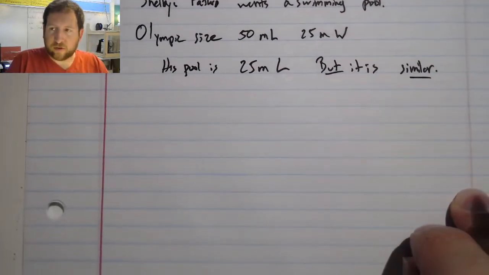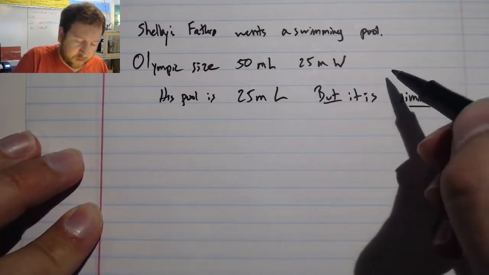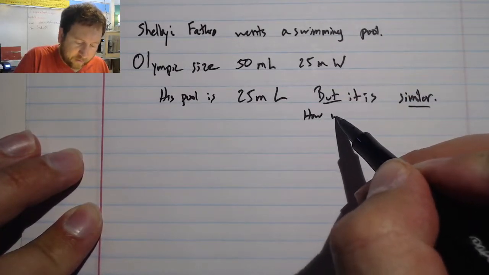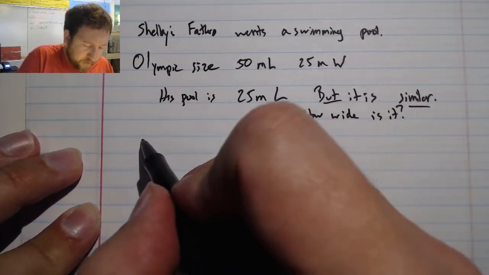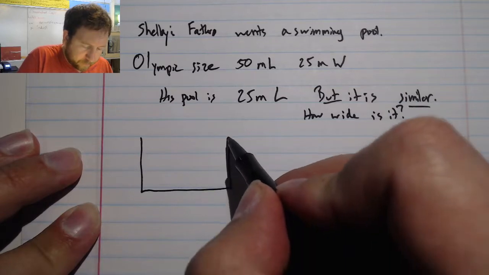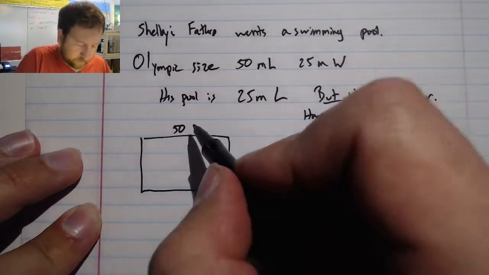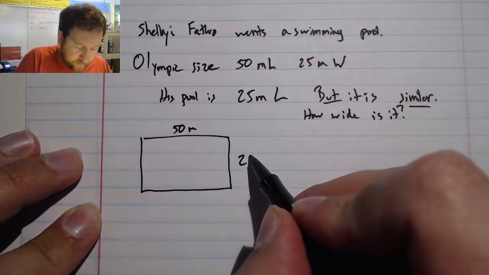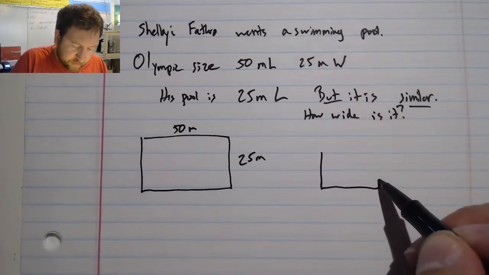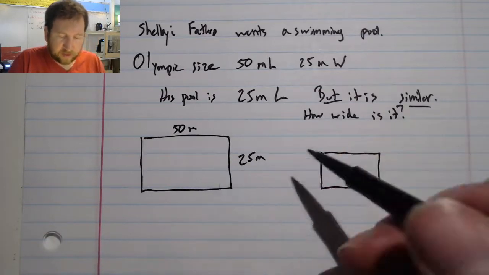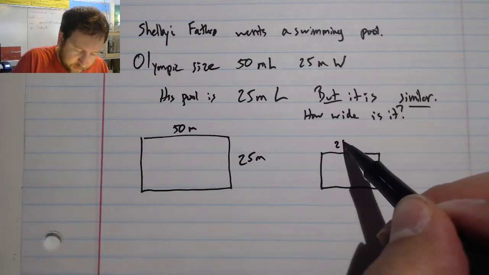That means if we were to draw these two, and the question, of course, is his pool is 25 meters long, and the question would be how wide is it? Well, if I drew an Olympic swimming pool right here, I could see that it is 50 meters long and 25 meters wide. And if Shelby's father's pool is a similar shape, then I know it's just going to be the same thing but smaller. And what I do know is it's 25 meters long.